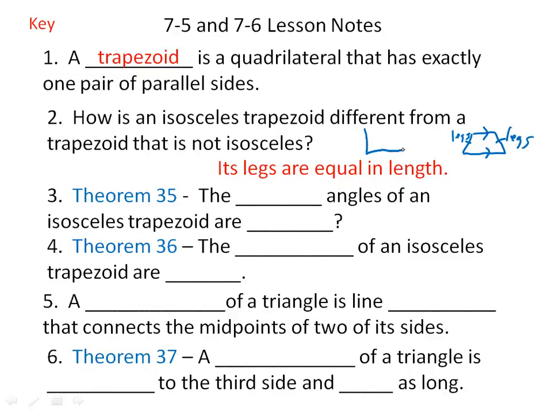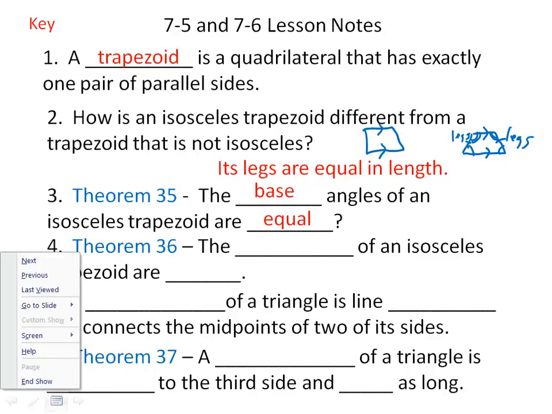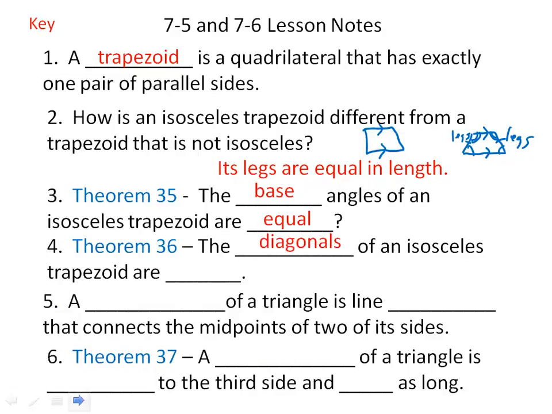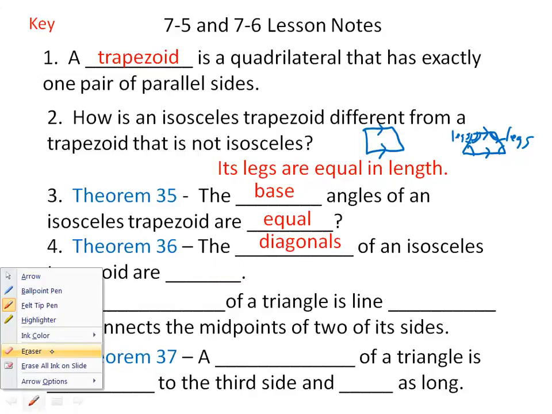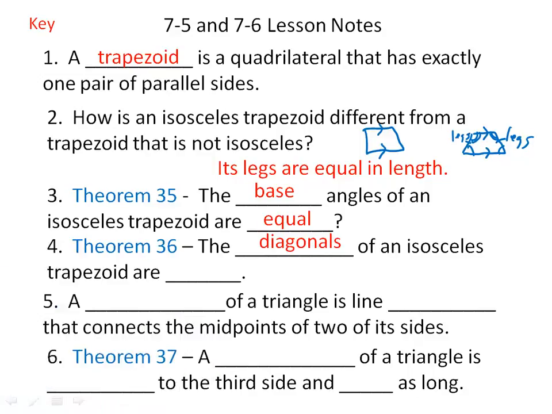How is that different from another trapezoid? Well, here's another trapezoid that is not isosceles. Okay, it meets the definition though. It's one pair of opposite sides that are parallel. All right, so theorem 35, the base angles of an isosceles trapezoid are equal. So you can say those angles are equal and these angles are equal. Theorem 36, the diagonals of an isosceles trapezoid are equal. All right, so if we drew in the diagonals there, we would see that as well. Those are the diagonals, and they are equal to each other.